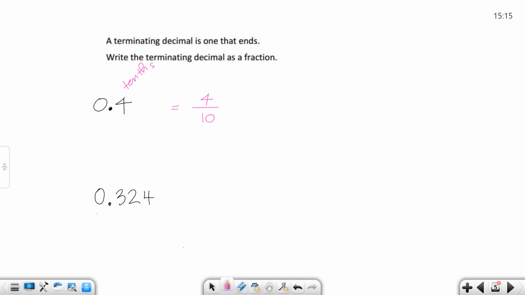That's not too bad. Now that's going to reduce and we'll come back to it. But if you look at this one, this is tenths, hundredths, and thousandths. So this one's going to be 324/1000. And then of course we'll come back and reduce it.